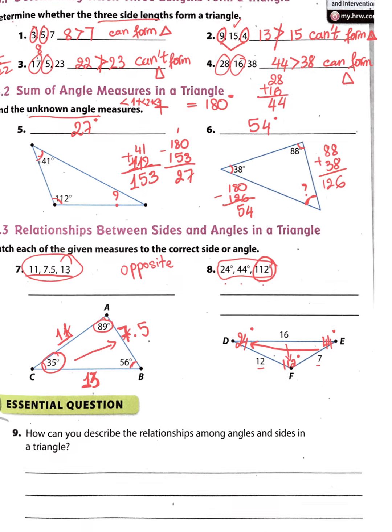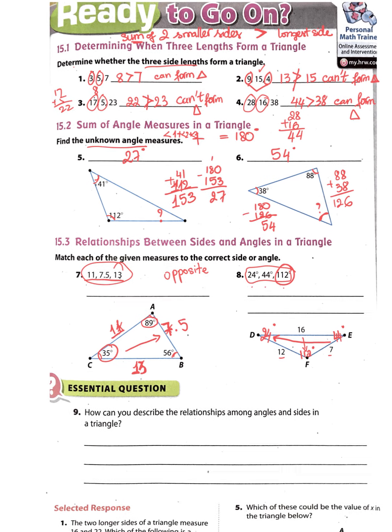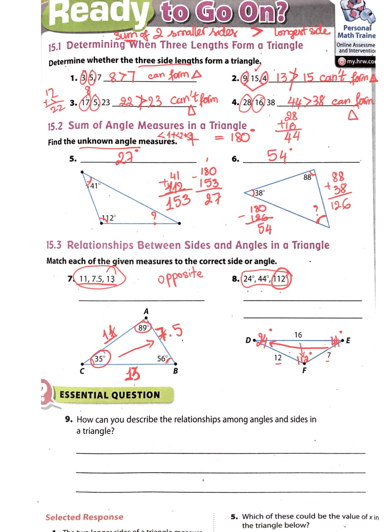How can you describe the relationship among the angles and sides of a triangle? This relates to question 7 and question 8, right? The longest side length, the opposite of it, the angle opposite the longest side length will be the biggest angle.